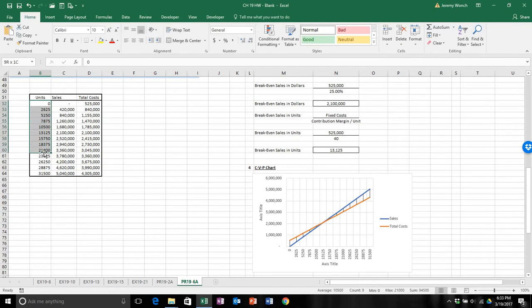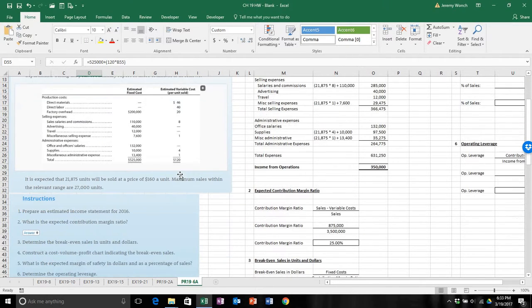So you can plug in anything for sales units. I just did it in increments, so we actually got exactly to the 13,125, but it doesn't matter. Your sales column, it doesn't matter as long as it's just units times your sales price of 160. And the total cost formula is just variable and fixed. So that's always going to be the 525 of fixed plus our variable cost, which is 120 times our units.